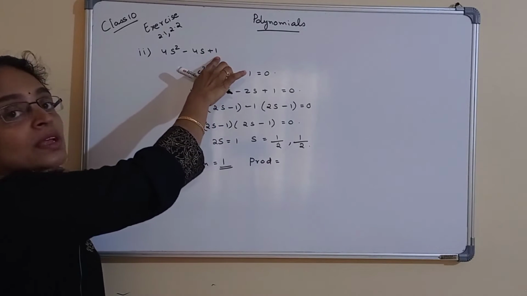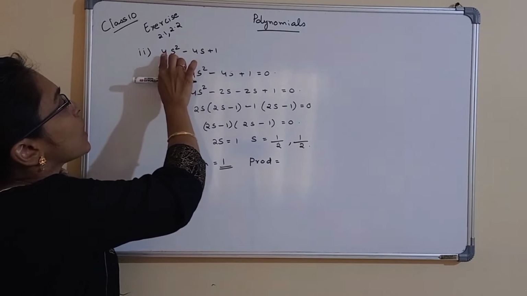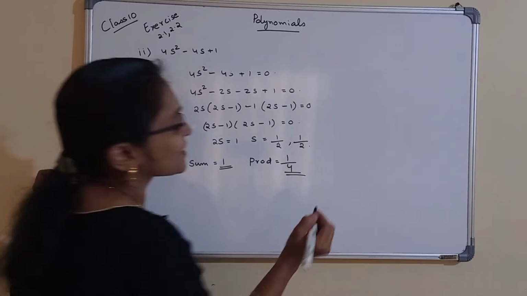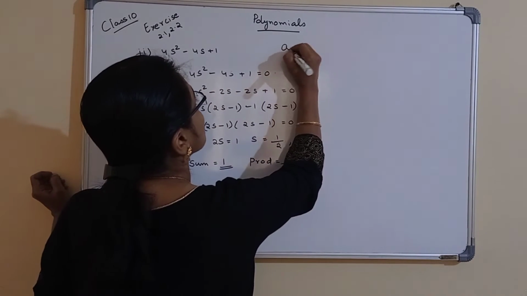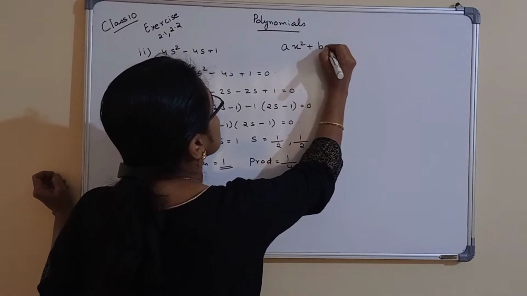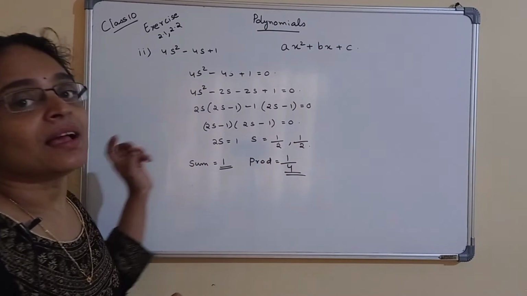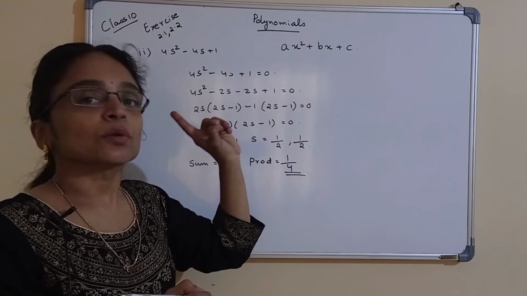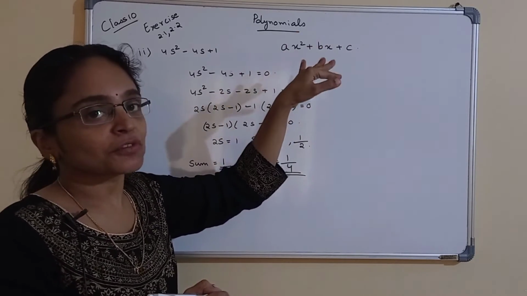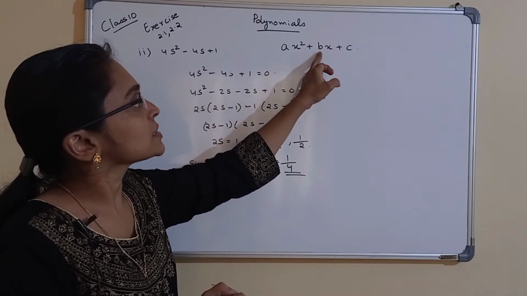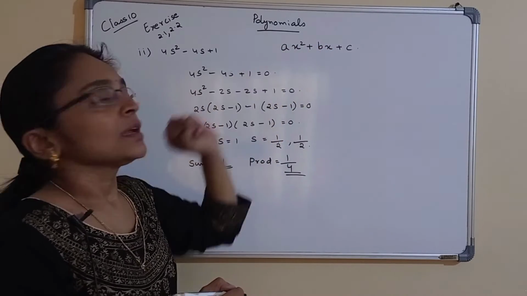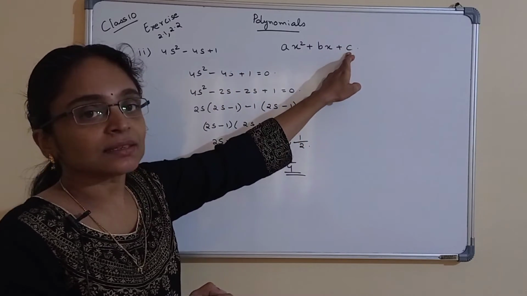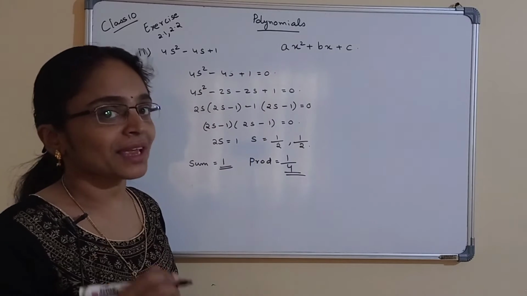We'll check that now. C by A. What is C by A? 1 by 4. Okay. And this polynomial is of the form ax square plus bx plus c. That is why we are saying sum is minus b by a, that is minus of coefficient of x by the coefficient of x square, and c by a means this constant term by the coefficient of x square.